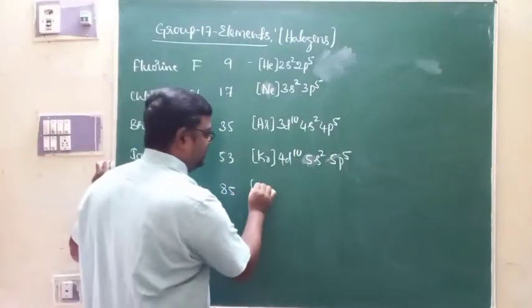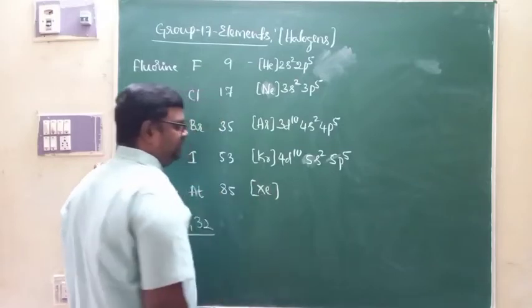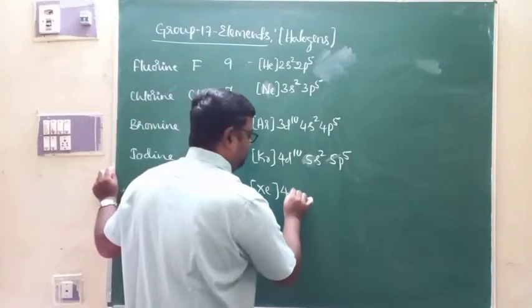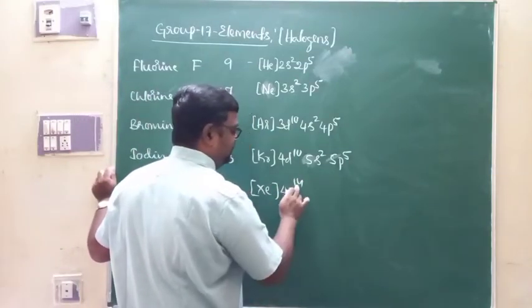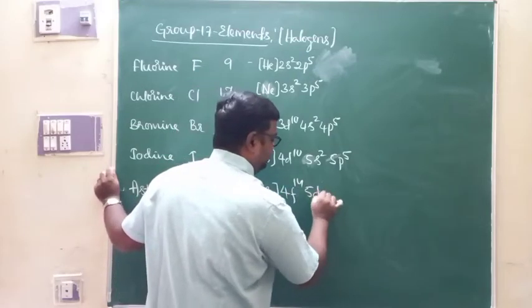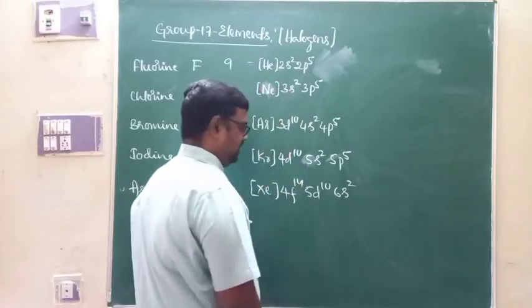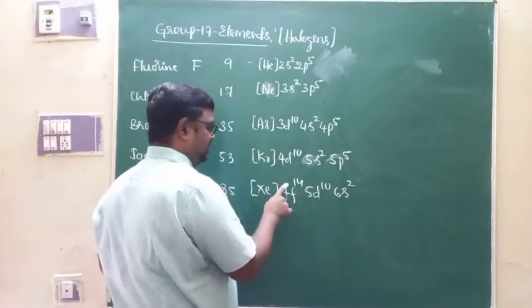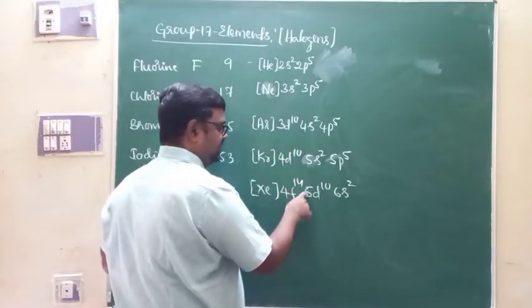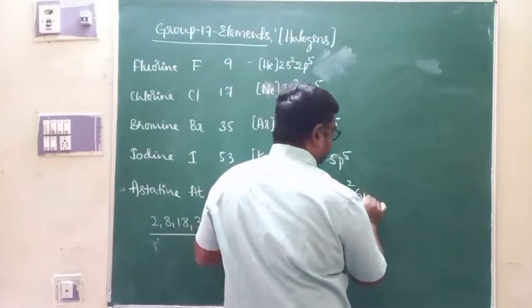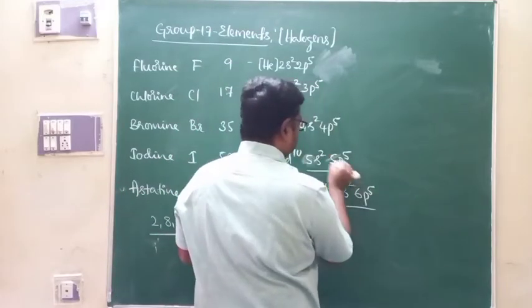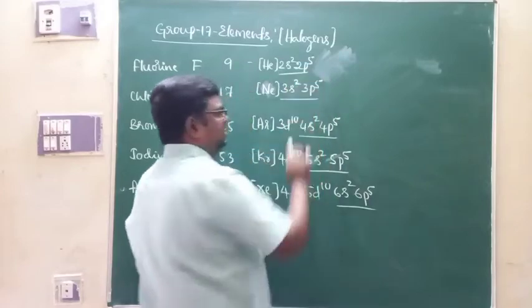Then it will be xenon, that accounts for 54 electrons. Then we have 4f14, 54 plus 14, 68. Then it will be 5d10, 68 plus 10, 78. Then it will be 6s2, 80, and of course 6p5. This is what we call the electronic configuration.